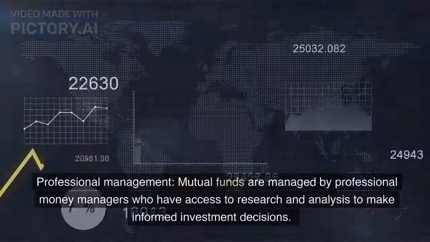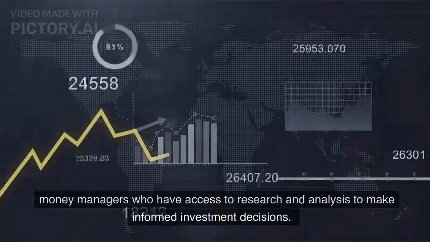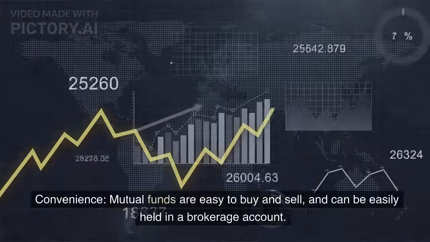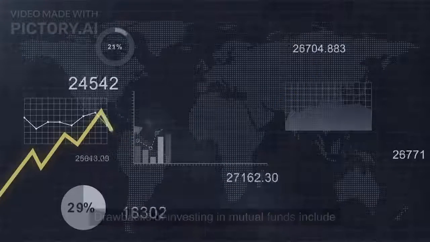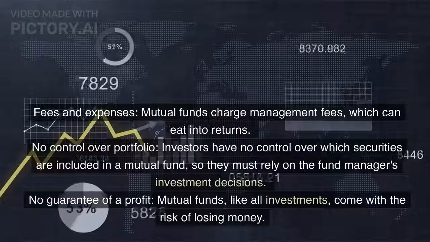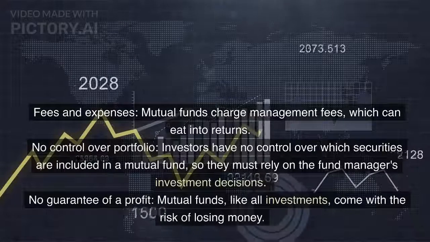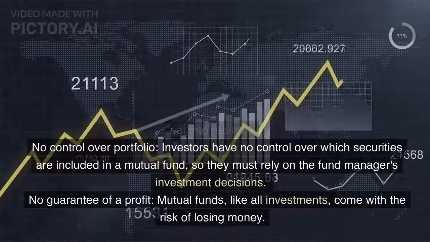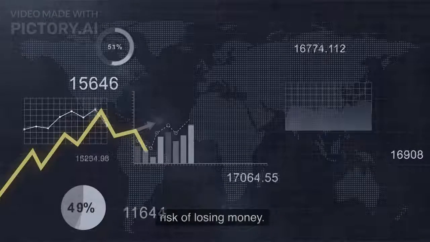Professional management. Mutual funds are managed by professional money managers who have access to research and analysis to make informed investment decisions. Convenience. Mutual funds are easy to buy and sell, and can be easily held in a brokerage account. Drawbacks of investing in mutual funds include fees and expenses. Mutual funds charge management fees, which can eat into returns. No control over portfolio. Investors have no control over which securities are included in a mutual fund, so they must rely on the fund manager's investment decisions. No guarantee of a profit. Mutual funds, like all investments, come with the risk of losing money.